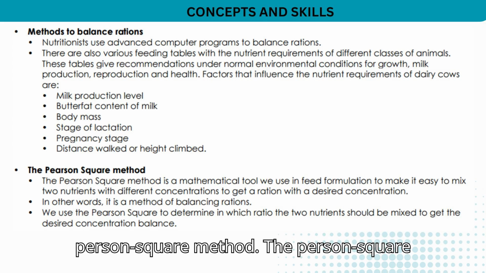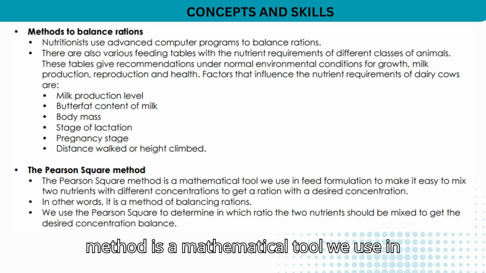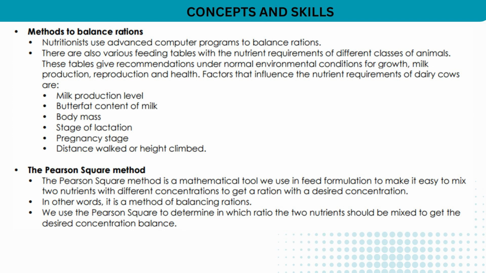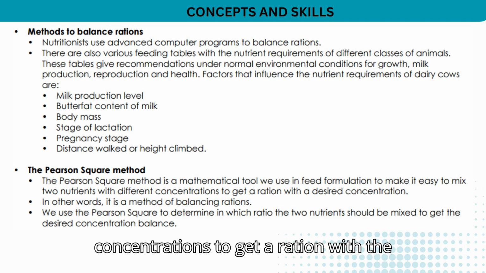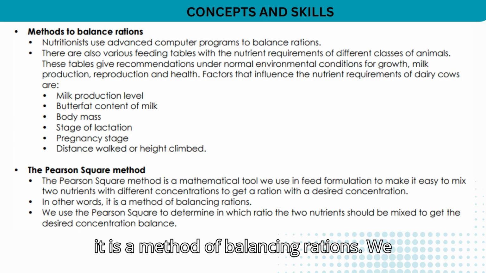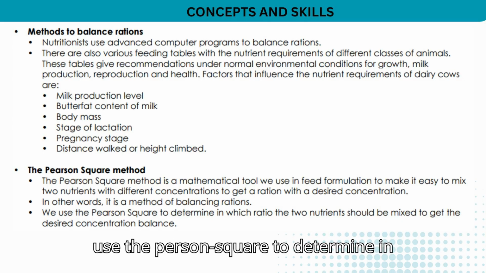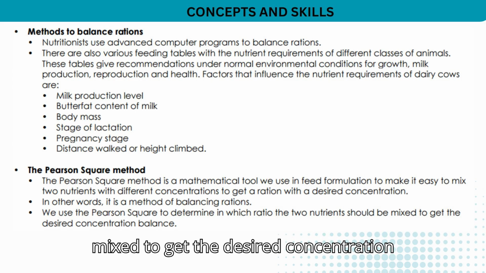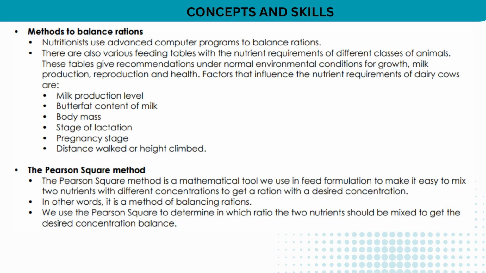The Pearson square method. The Pearson square method is a mathematical tool we use in feed formulation to make it easy to mix two nutrients with different concentrations to get a ration with a desired concentration. In other words, it is a method of balancing rations. We use the Pearson square to determine in which ratio the two nutrients should be mixed to get the desired concentration balance.